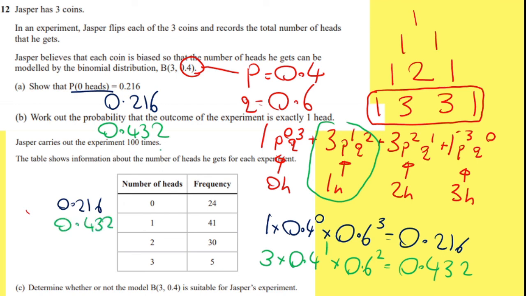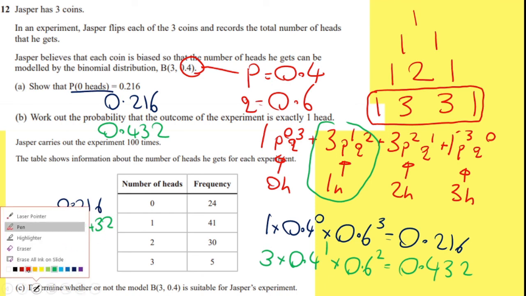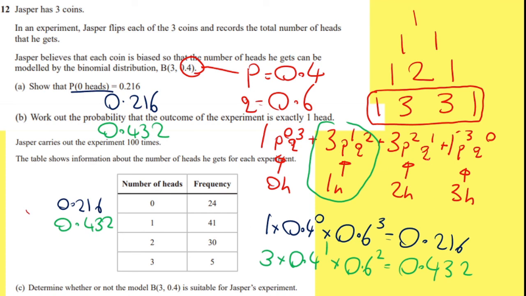Okay. He carries out the experiment 100 times. The table shows information about the number of heads he gets from the experiment. Determine whether or not the model B(3, 0.4) is suitable for Jasper's experiment. Now I've worked out the probability for the next two. Whether you need to or not, I'm going to do it anyway. Let's do it for the next one as well.